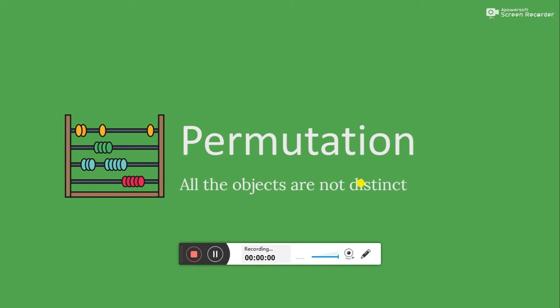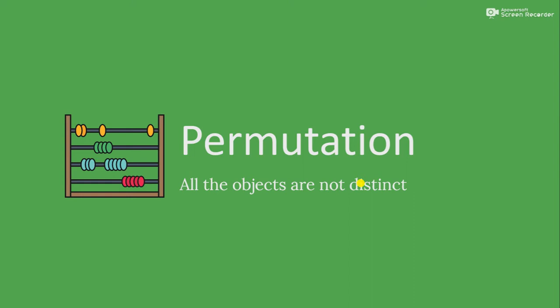Hi there, welcome to another video of our course, Discrete Mathematics. From our last few lectures we have been discussing the concept of permutation. In this video we are going to discuss permutations in cases in which the objects are not distinct.